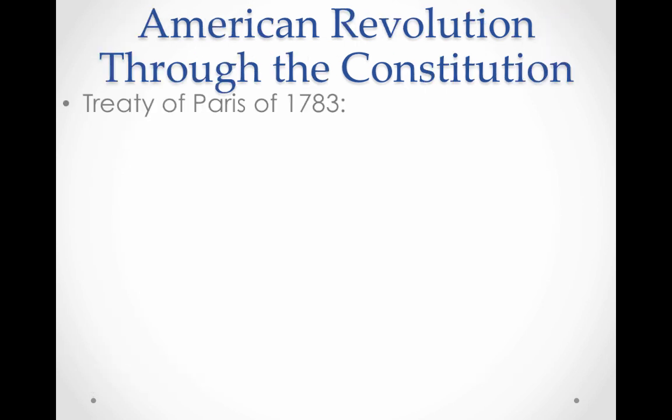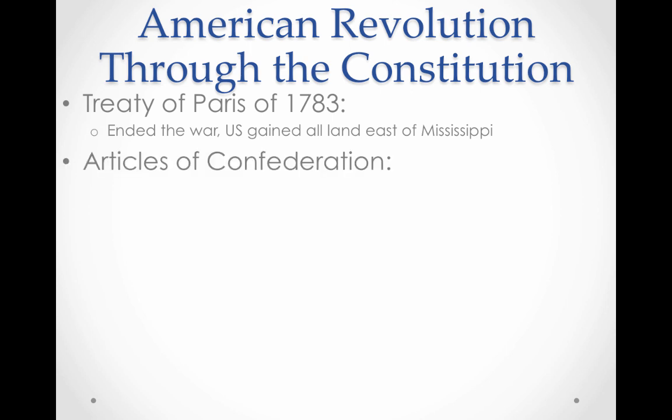American Revolution. We're going to jump to the end of it, and the Treaty of Paris of 1783 will end this, and the U.S. gained all land east of the Mississippi River. So they're going to gain a huge amount of land.